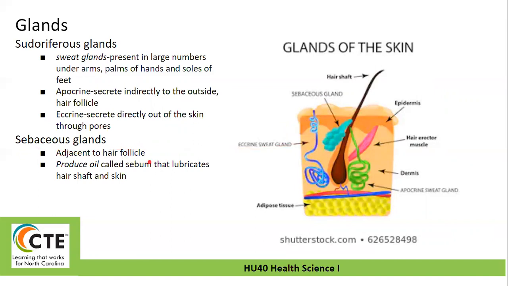The sebaceous gland is the oil producing gland, and that is this one right here. It attaches to the hair follicle, and it lubricates our hair shaft and skin. Now, some people make too much oil, and the oil is called sebum. So then they get oily hair, okay?